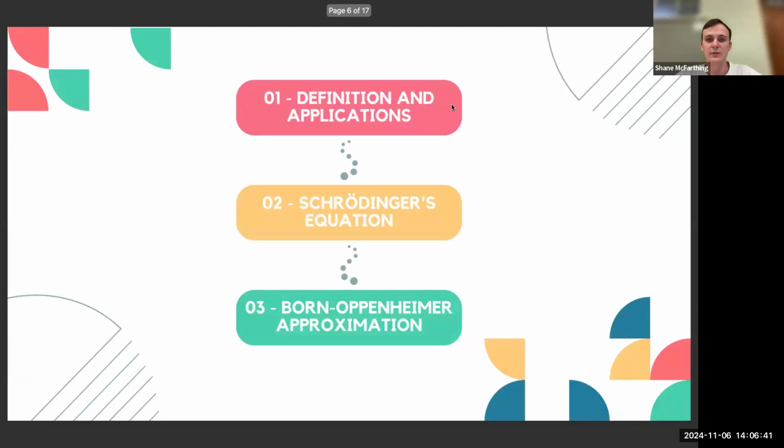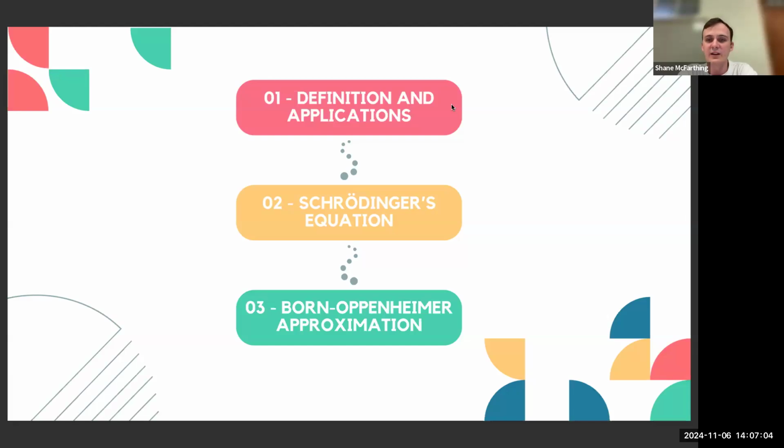structure. The lecture is broken down into three main sections. The first one will be the definition and applications. In this, we're going to lead into exactly what the electronic structure problem is, why we want to study it, and what some of its applications are, because we need to know why we would be motivated to even study this specific topic.